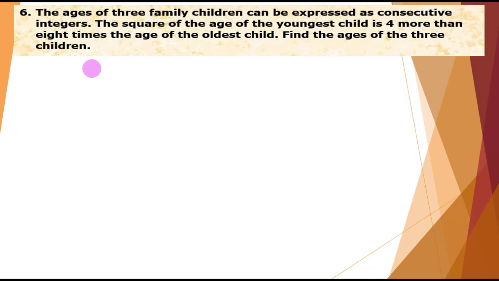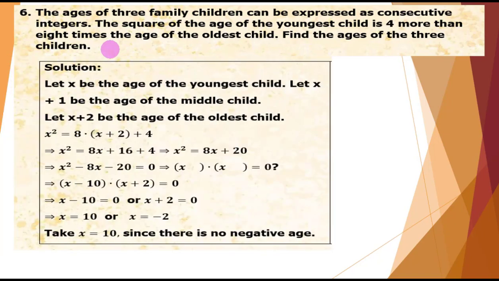The ages of 3 family children can be expressed as consecutive integers. The square of the age of the youngest child is 4 more than 8 times the age of the oldest child. Find the ages of the 3 children. Solution. What will be our x? Well, let x be the age of the youngest child.